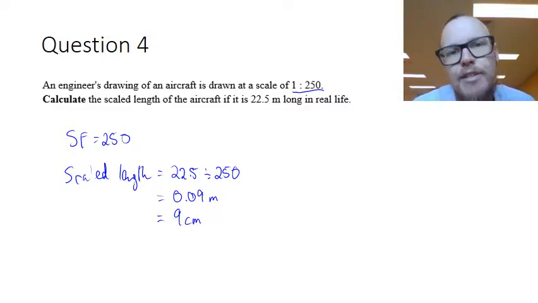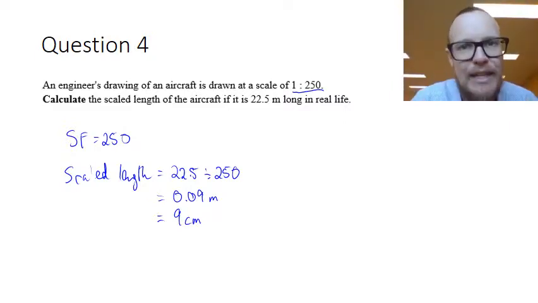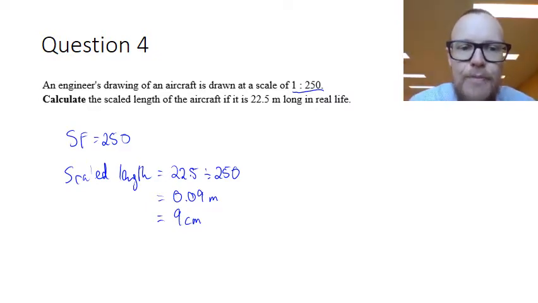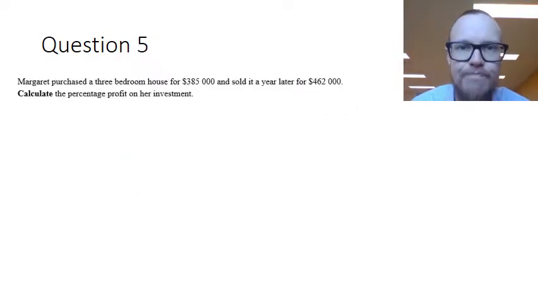The reason for that is 0.09 meters is very difficult to visualize just how big that is, but 9 centimeters, pretty easy to think about just how large 9 centimeters is. Okay, so we need to remember how to do this. If we're scaling up, looking at what it's drawn like on the page, then we multiply by the scale factor. If we're going from real life to the page, then we're dividing by that scale factor.